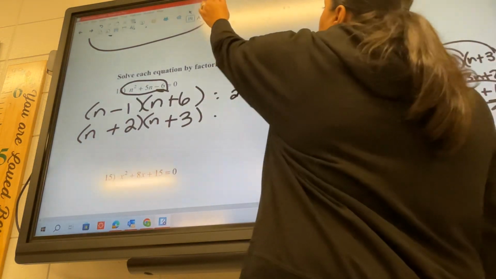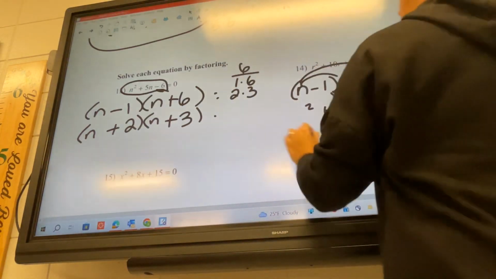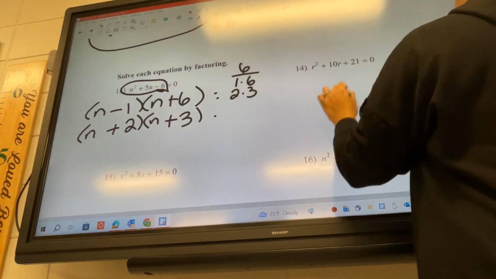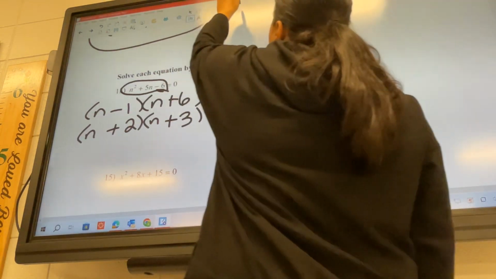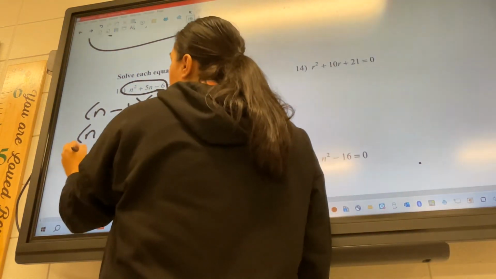Now, either way, if we used this top one, what would my answer option have to be? n equals, what's this top one?